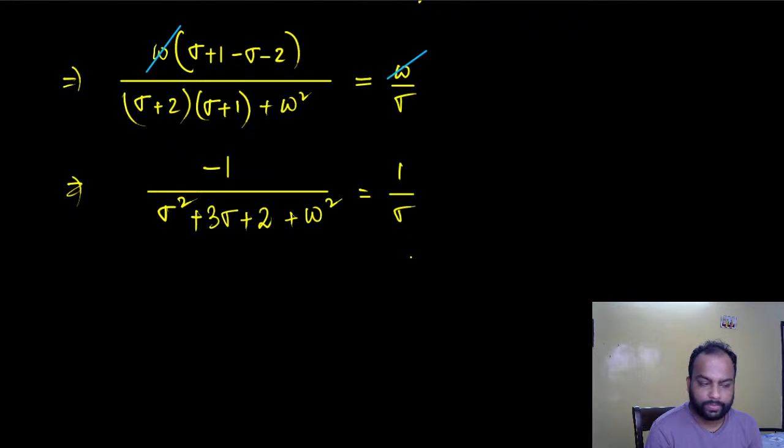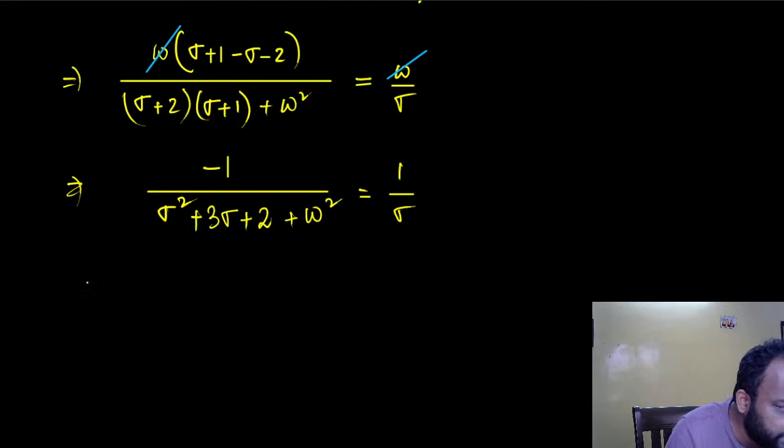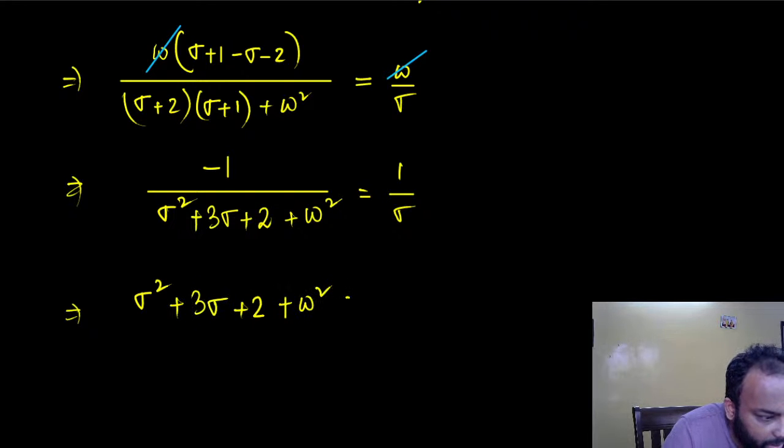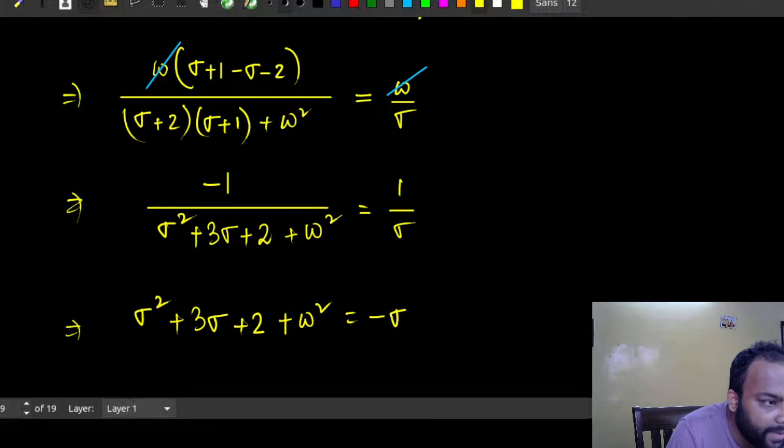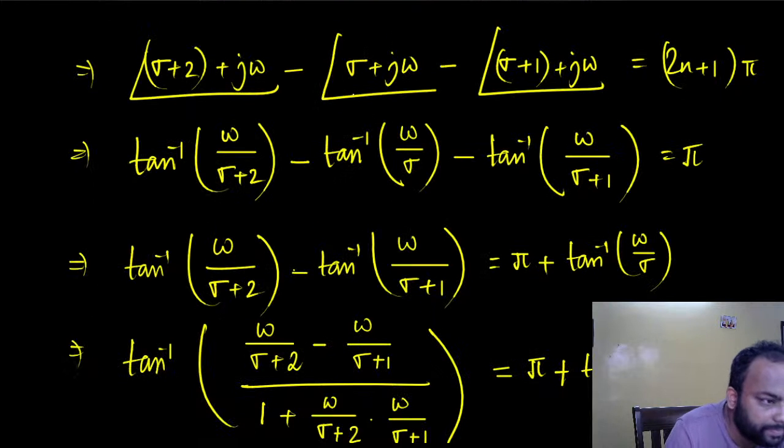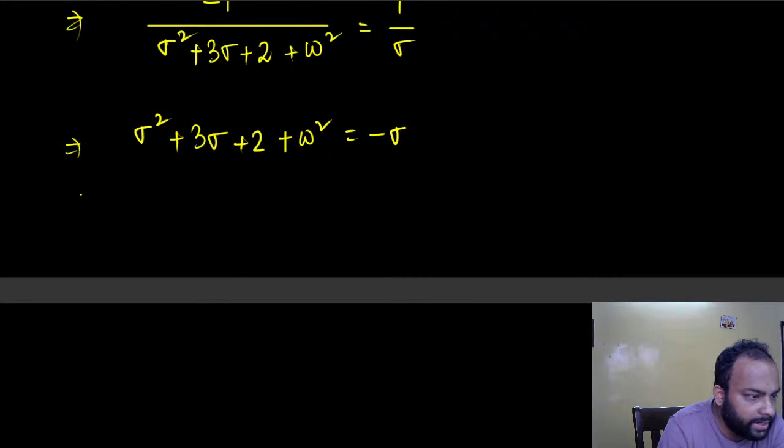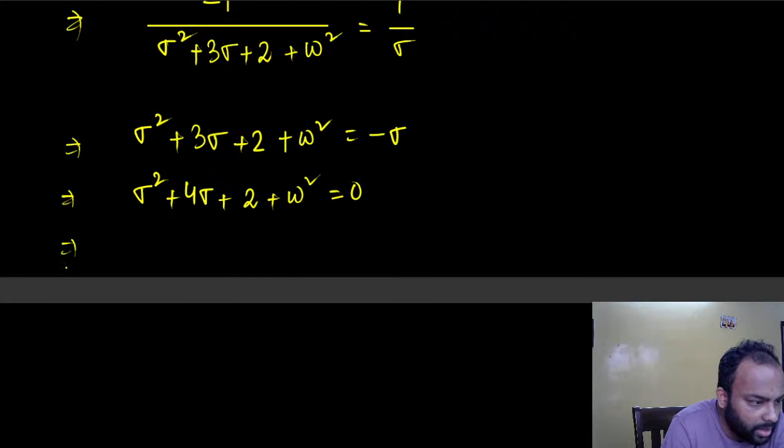All right, nice calculation, right? Please make sure to tell me if I have made any mistake in calculating things. Let's do the cross multiplication. So sigma square plus 3 sigma plus 2 plus omega square is equal to minus sigma. Let's bring this to the left hand side. Minus sigma becomes 4 sigma, and we have plus 2 plus omega square equal to 0, and this is sigma square plus 4 sigma.